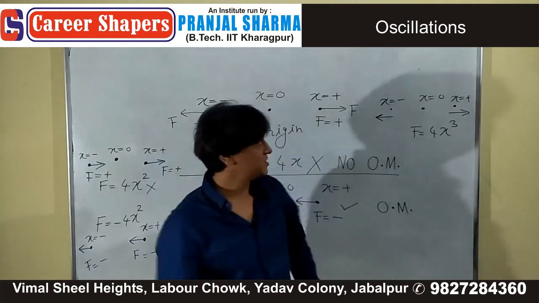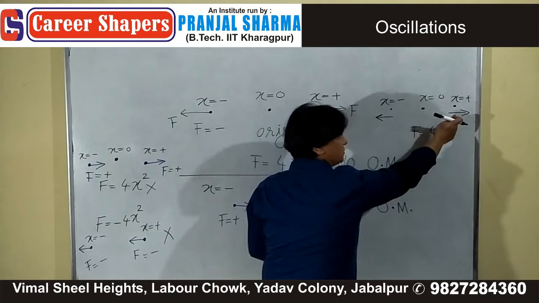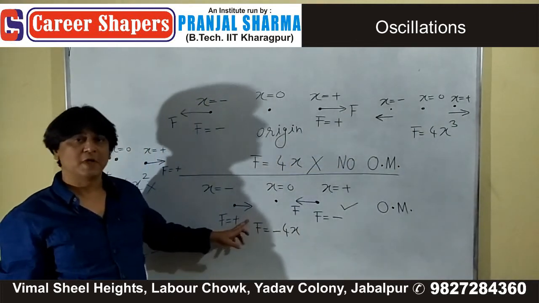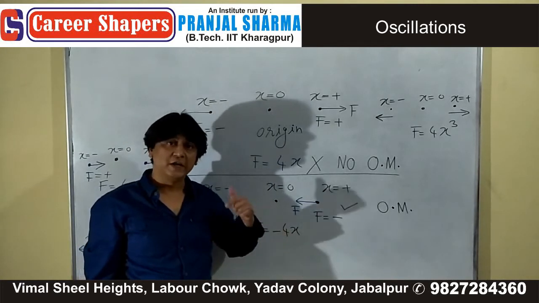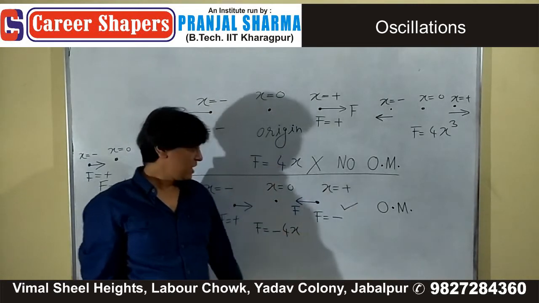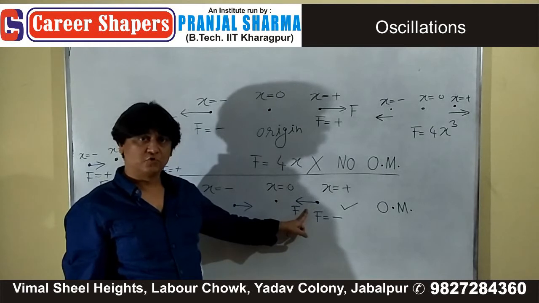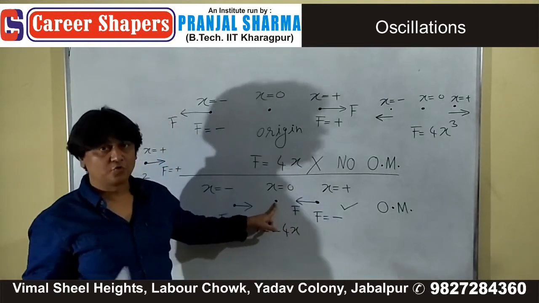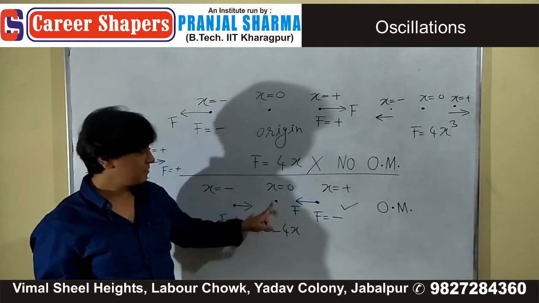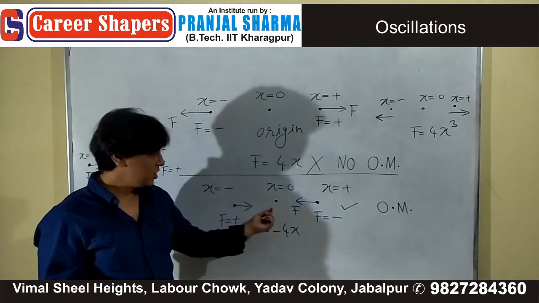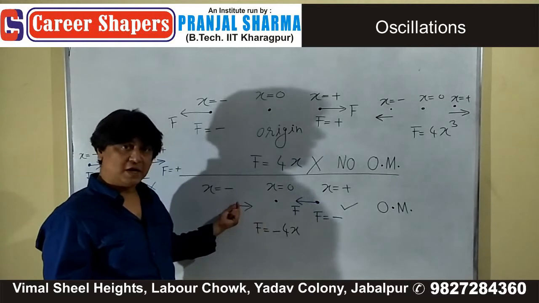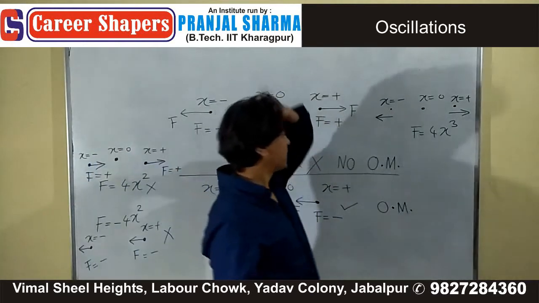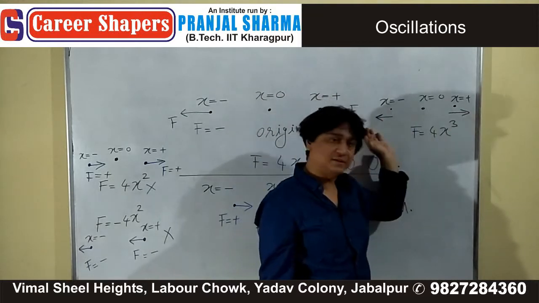Then what is the difference between this force and this force? That is called restoring force. This force tries to move the object towards the origin. It tries to restore it at the origin. If you move it to the left, it tries to move it back to the origin. Whereas in this case, you see different signs.